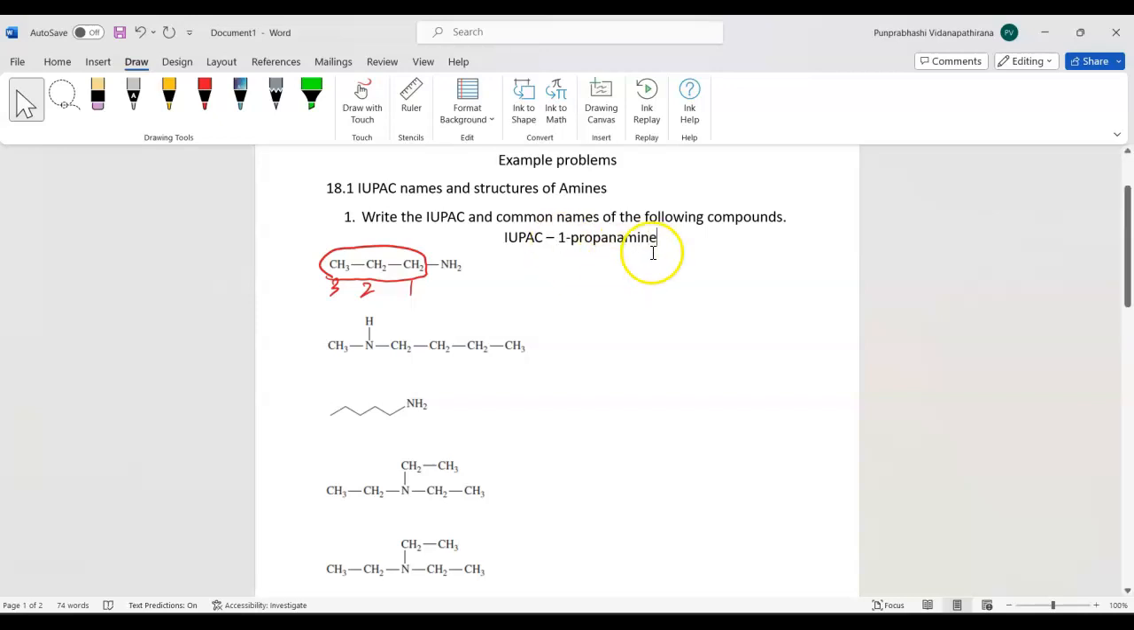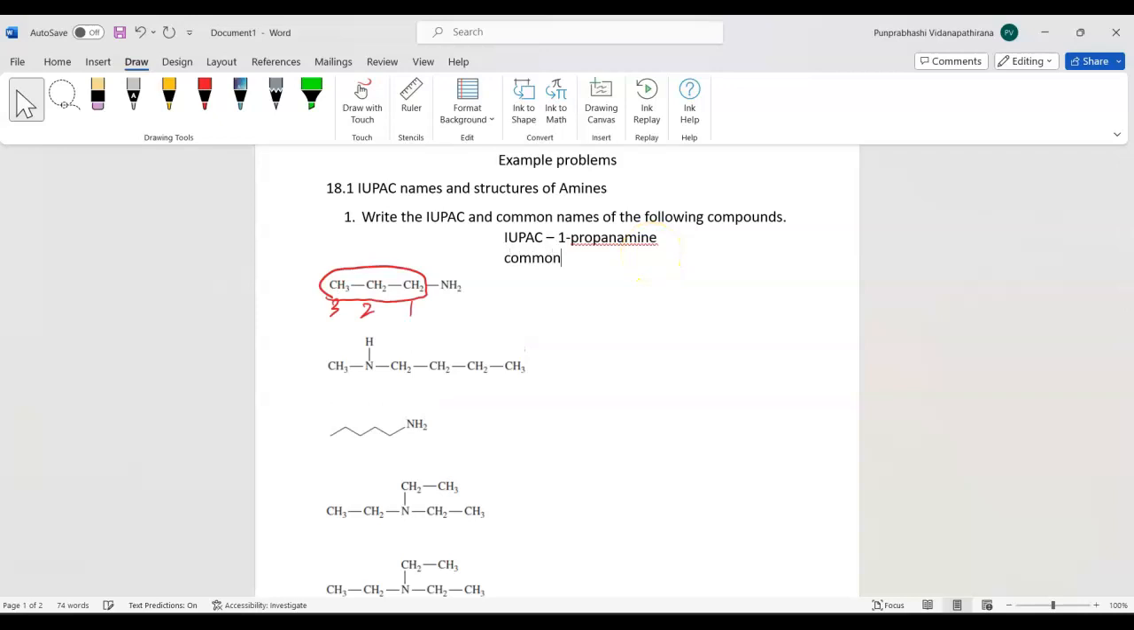That's the IUPAC name, and the common name will be just propylamine. The alkyl name is propyl because there's a propyl group. So simply propylamine is the common name.